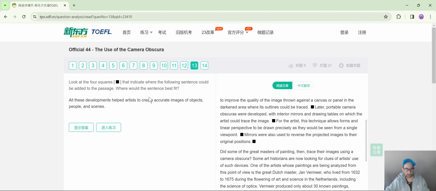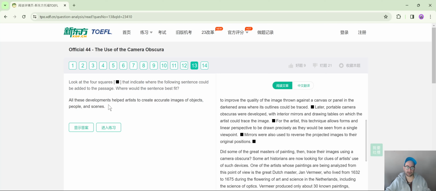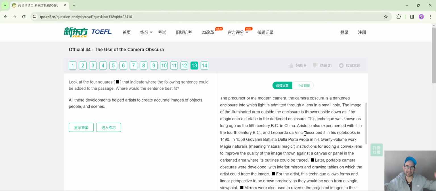All right. We're almost done. Sentence insertion. All of these developments help artists to create accurate images of objects, people, and scenes. We don't have a transition word, so that's not the pattern here. But even though it's a general sentence, we notice a plural noun right here. Let that help you. Maybe they say all these qualities or all these characteristics, all these developments. Let these kinds of words define the information you're looking for. Okay, so it's about developments. So I can assume it's probably going to be one of the final options, either square 3 or square 4, naturally. By saying all these developments, it's information that they've already discussed, already mentioned, and they're going to kind of wrap it up at the end.